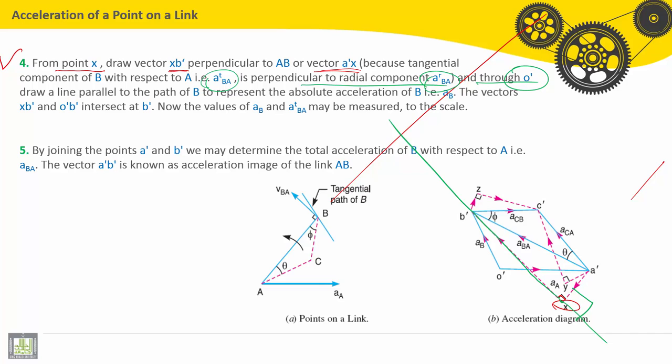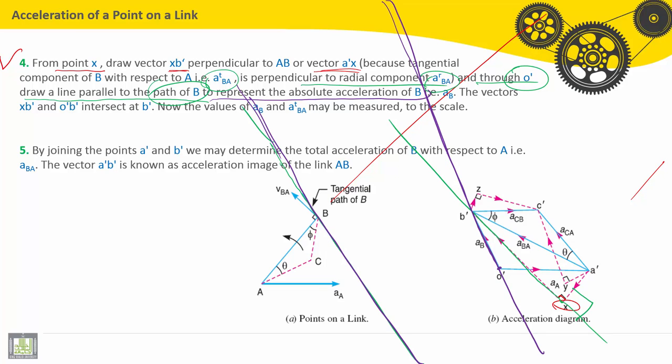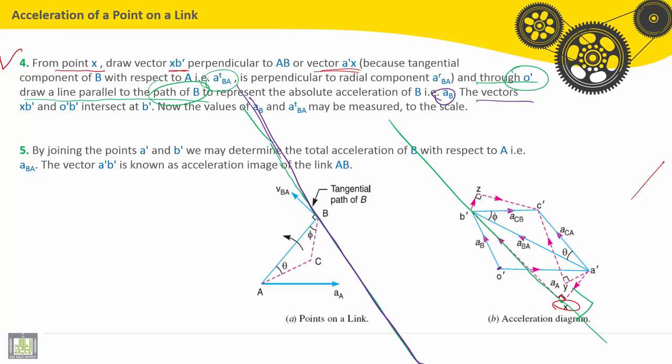And through O dash, draw the line parallel to the path of B. This is the path of B. So we have to draw the line parallel to this path and passing through O dash. Okay, here. To represent the absolute acceleration of B, which is AB, the vectors X B dash here and O dash B dash here intersect at B dash.